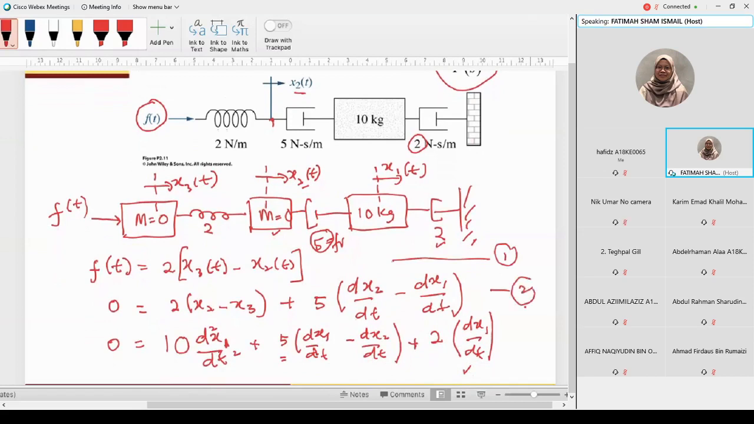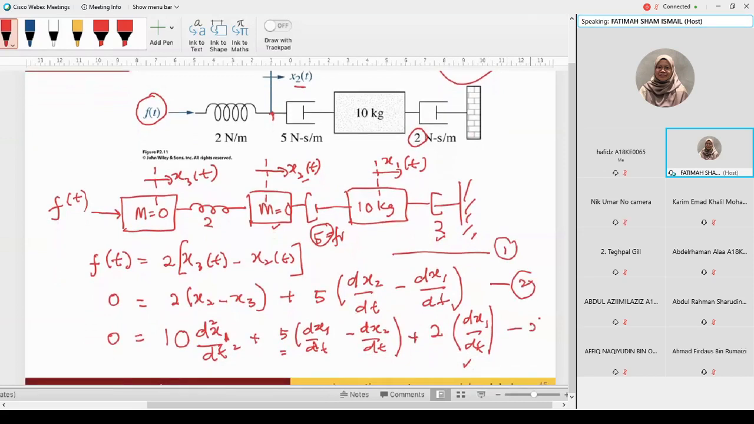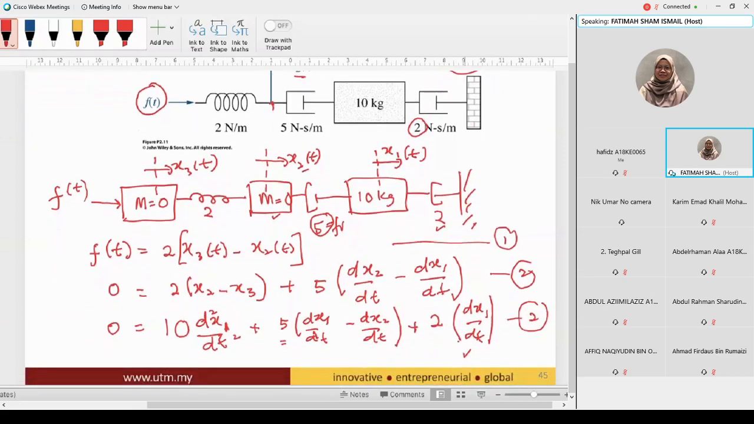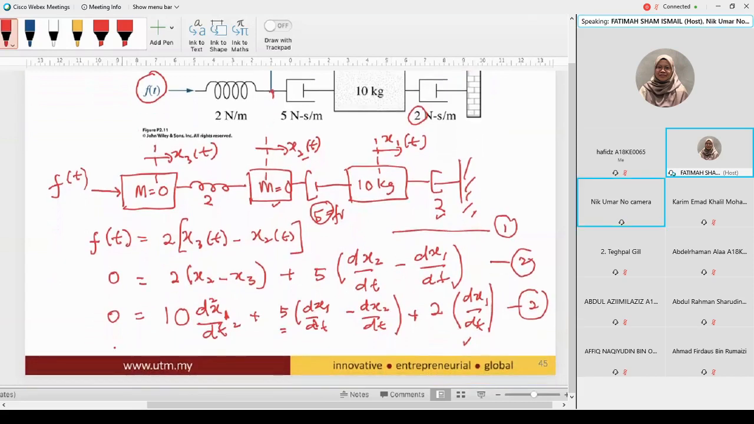So what you should do, after you derive this equation, is Laplace. The first step is the equation of motion. We call this the differential equation of motion. You have dx, dy, and so on. So the second step is to Laplace the equations 1, 2, and 3.